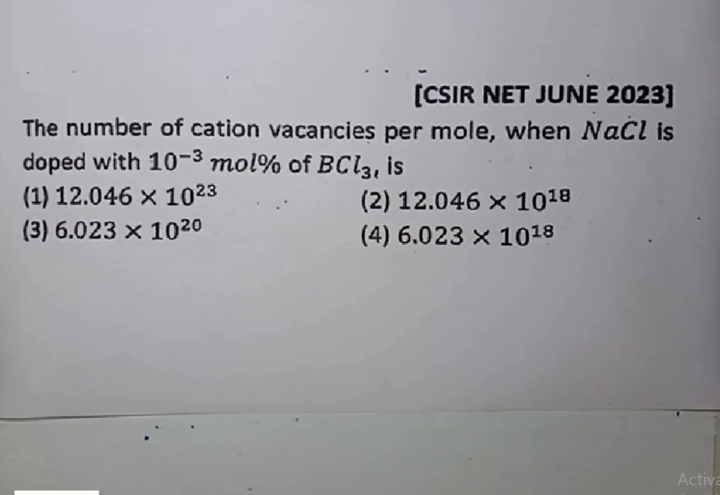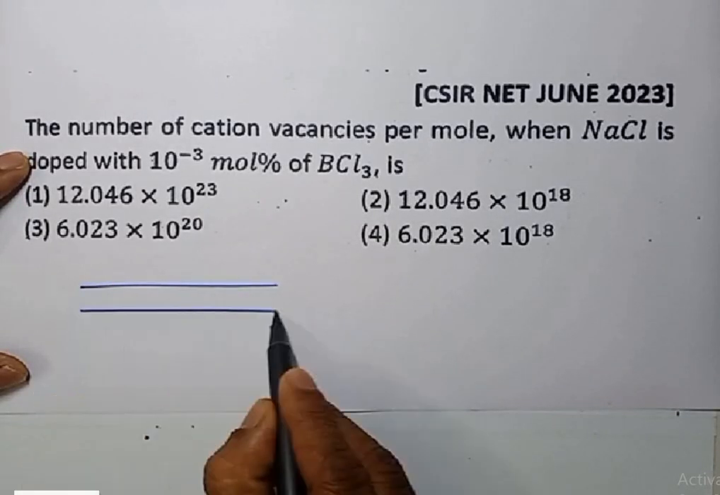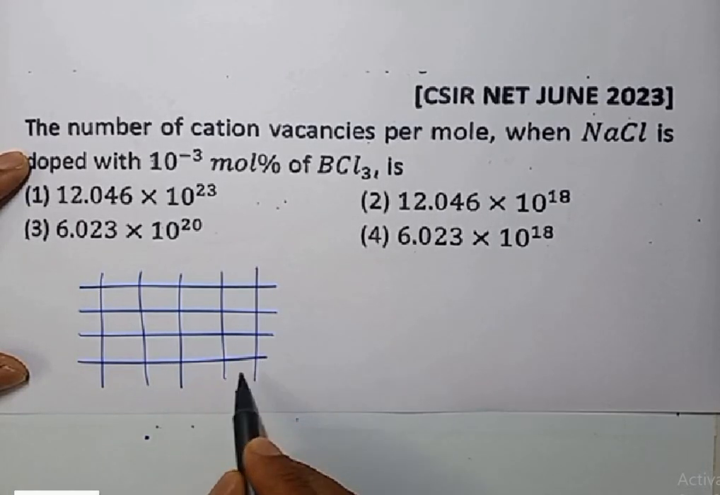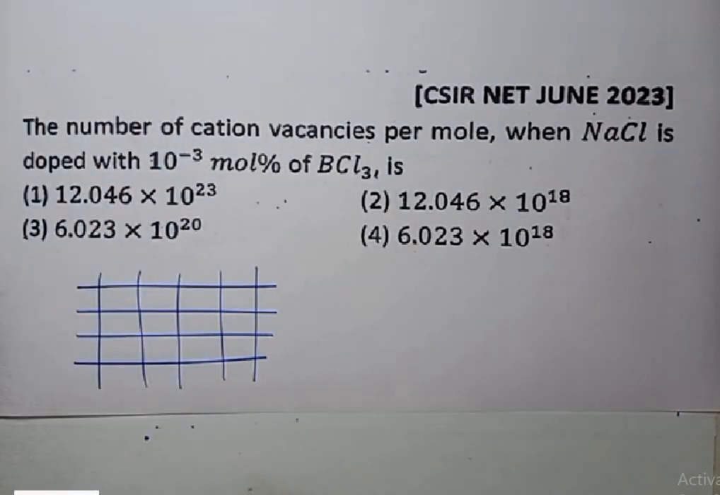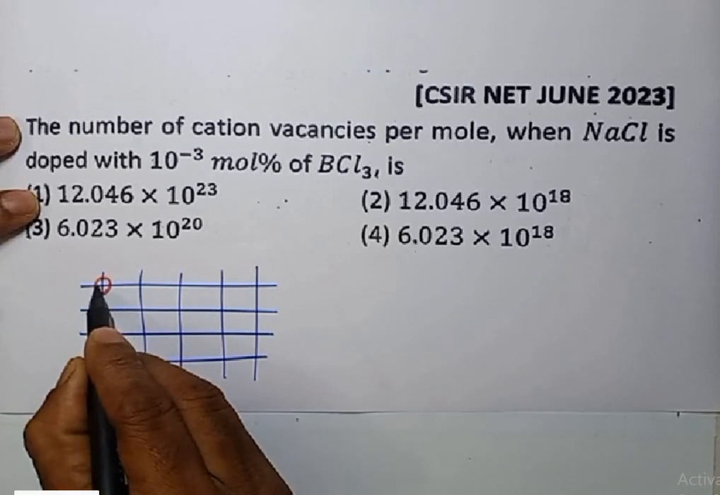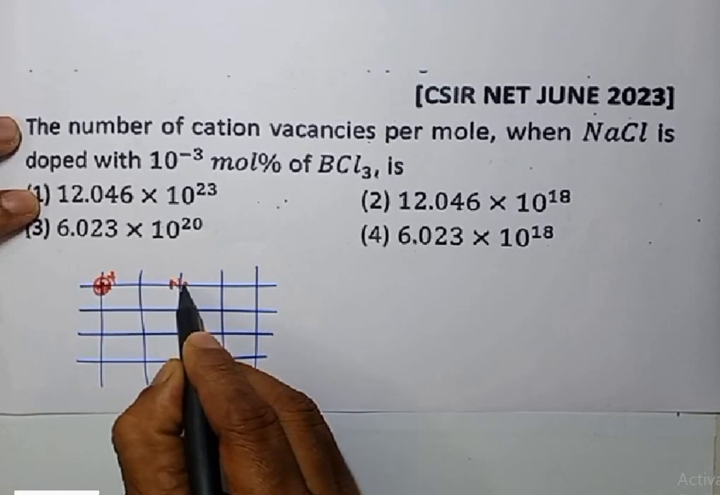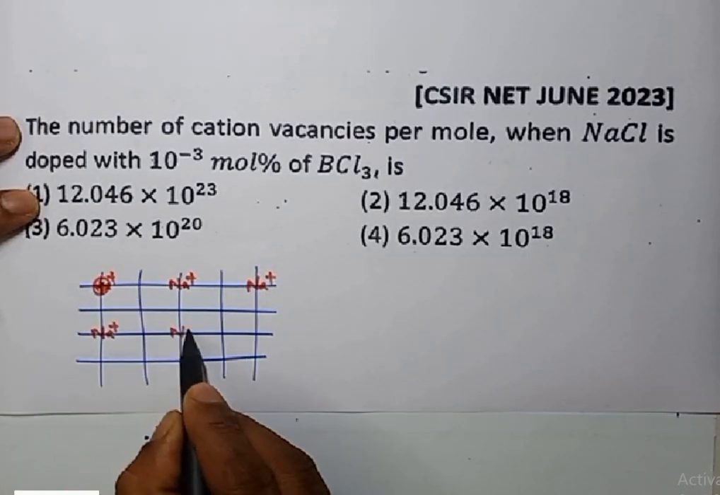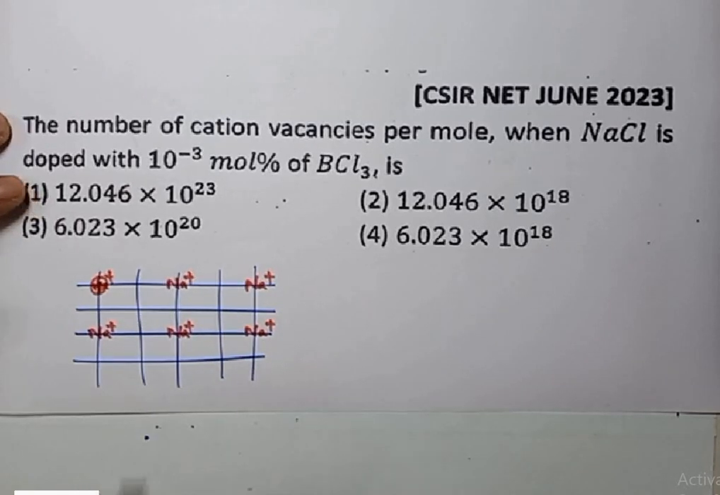Okay, it's very simple. Listen, just for understanding purpose, let us assume that this is the arrangement of sodium chloride in the crystal lattice. I'm just giving you one layer of atoms, okay? One layer. Just observe carefully. It's very simple. Here I have sodium ion. I'll put Na plus. Here I have another Na plus, another Na plus, then Na plus here, and here, and here.